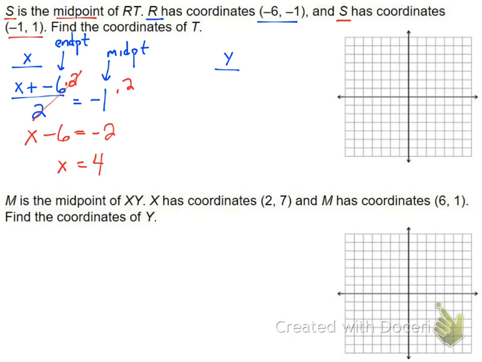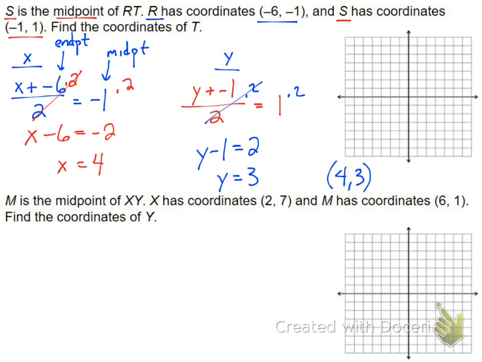Same thing with my y coordinate. I don't know my one endpoint, plus the endpoint that I know, which is -1, divided by 2 is equal to my midpoint y coordinate, which is +1. So when I do that, again, same thing. I want to multiply both sides by 2. I get y minus 1 is equal to 2. Add the 1 to the other side and get y is equal to 3. And so I know that my endpoint is going to be the ordered pair (4, 3).